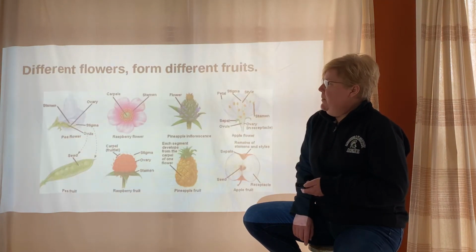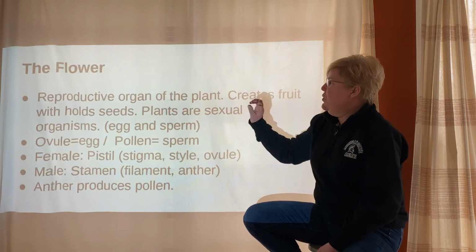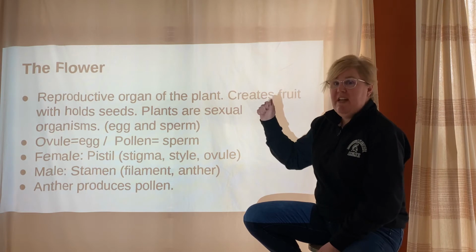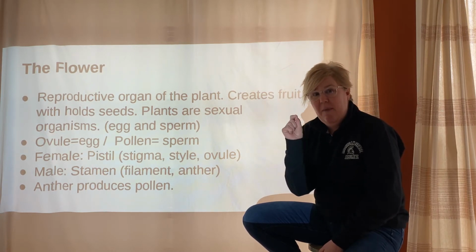So, going back to parts of the flower. This is the reproductive organ of the plant. It creates a fruit, and the fruit holds the seeds. Seeds inside of them have the baby plant.